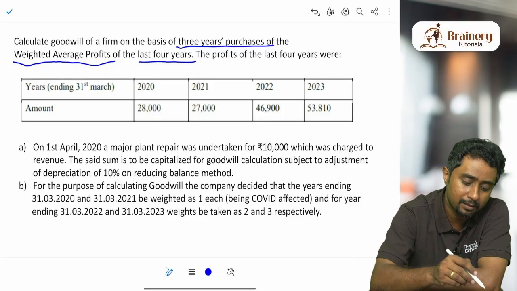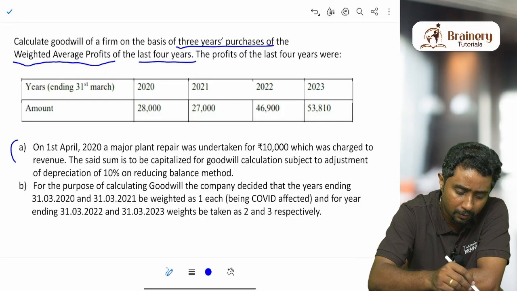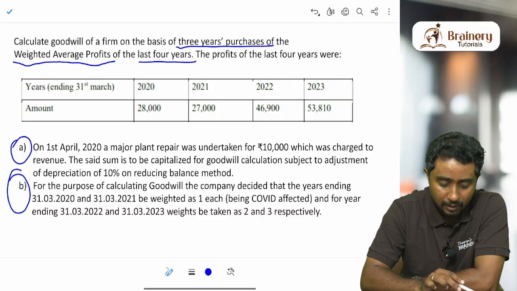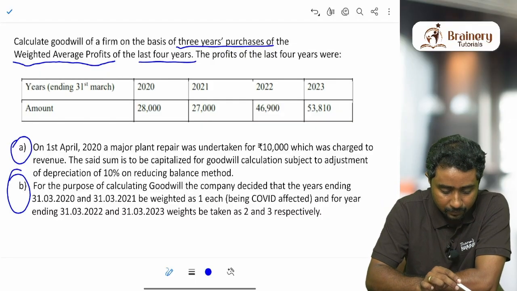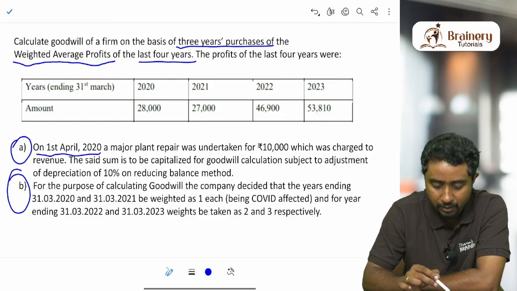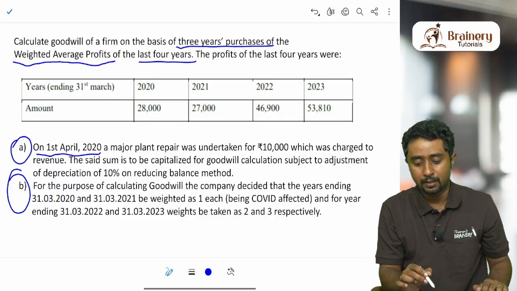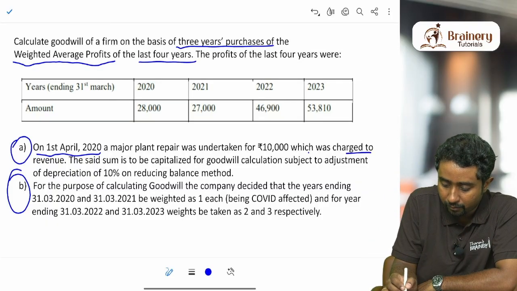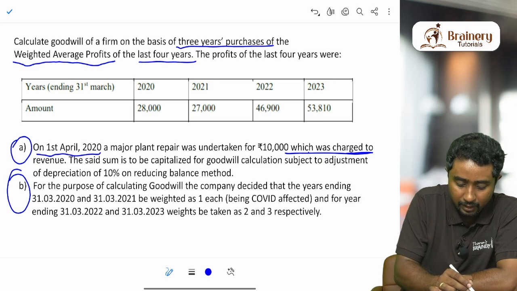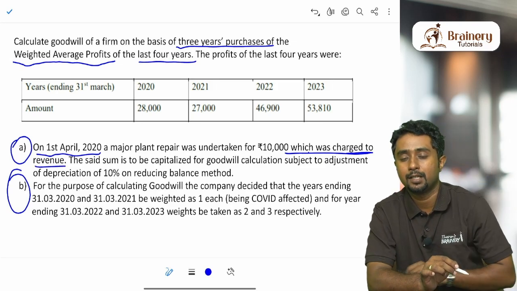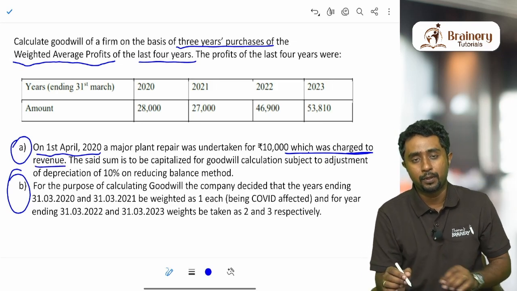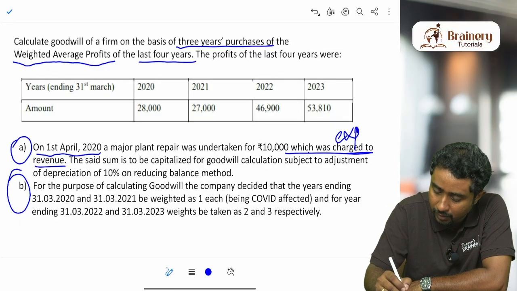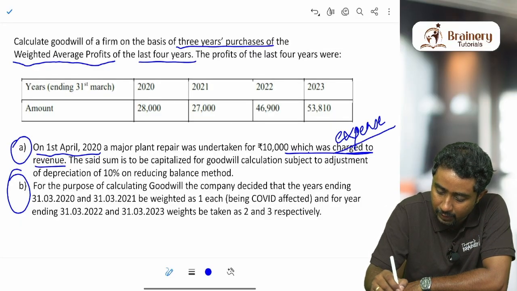The problem is with this: below this question they have given two statements. The first one is, on 1st April 2020 a major plant repair was undertaken for 10,000, which was charged to revenue. When they say something was charged to revenue, it basically means that when they were preparing the profit and loss account, they wrote it as an expense. That is the meaning of this. It was charged to revenue, it is treated as an expense.